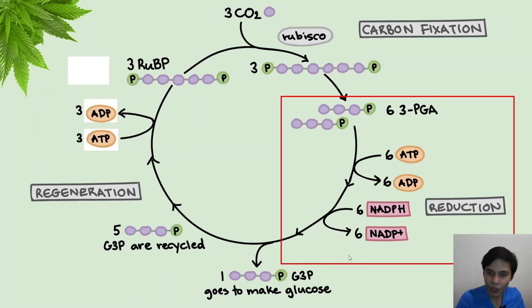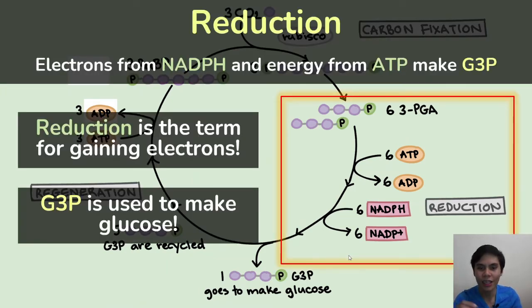Next, we have the reduction stage. In reduction, the meaning of reduction is the gain of electrons. So, it's reducing, so why would it be gaining? If you haven't taken it up in chemistry, one way to remember it is that it's reducing the charge. It's adding more negatively charged electrons to your molecule. So this is where your NADPH, your electrons from the light-dependent reactions, and your ATP come into play.